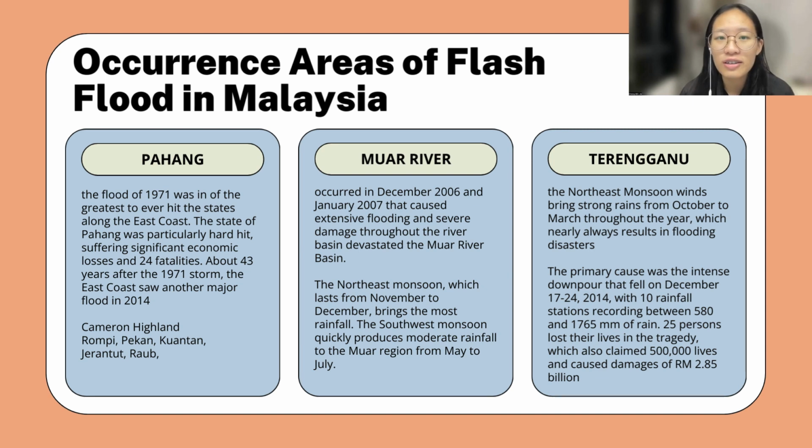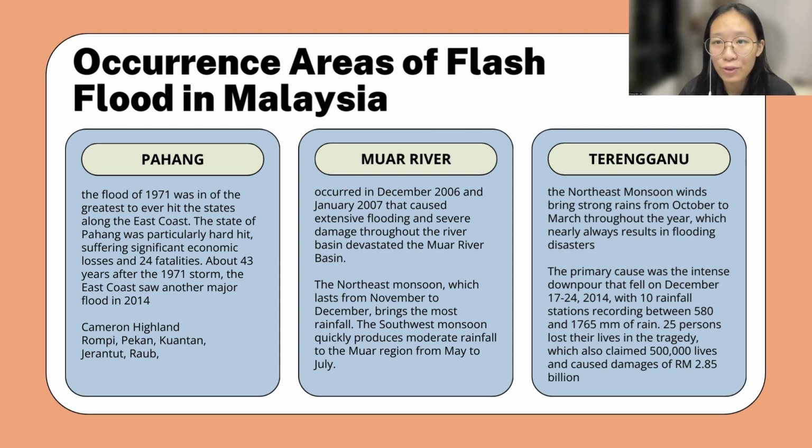The second one is in the Muar River area. The floods occurred in December 2006 and January 2007, causing extensive flooding and severe damage throughout the river basin, devastating the Muar River basin. The northeast monsoon, which lasts from November to December, brings the most rainfall. The southwest monsoon produced moderate rainfall to the Muar region from May to July.